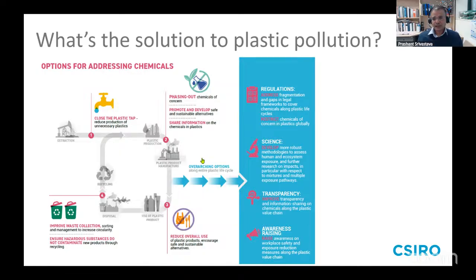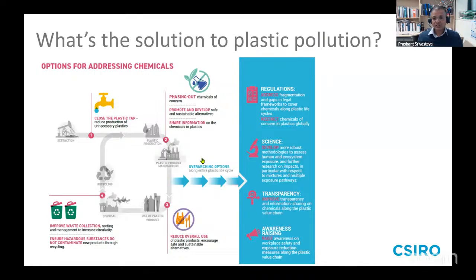Number two, make plastic safer. As mentioned in the previous slide, plastics often contain hazardous chemicals. We need to phase them out and replace them with safer, more sustainable alternatives that don't contaminate recycled materials or the environment. Number three, improve collection and recycling. Robust systems for sorting, recycling, and managing plastic wastes are essential.